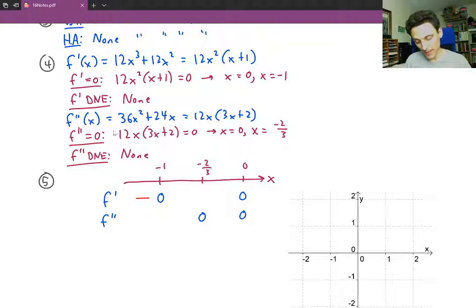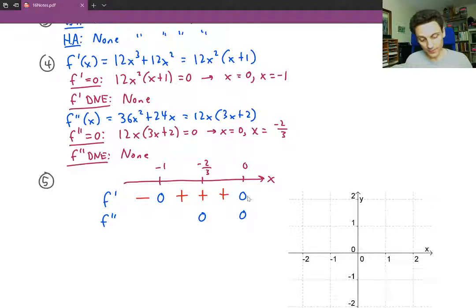So as we cross -1, because we have an odd exponent for x plus 1, the whole sign flips to positive. And that's going to stay positive at -2/3 and between -2/3 and 0, because the only x values where the first derivative might flip signs are -1 and 0. Those are the only places where it could flip signs, because those are the only x values where the first derivative was 0 or DNE. So all along the interval from -1 to 0, the first derivative is positive.